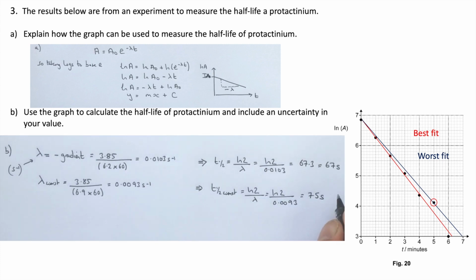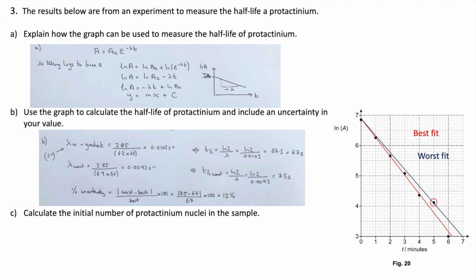So this gives a value of 67 seconds for t to the half with the worst value of 75 seconds. We must also work out the percentage uncertainty. Remember, that's the magnitude of the worst value minus the best value divided by the best value times 100, and those are what those straight brackets mean. This gives a percentage uncertainty of plus or minus 12%.